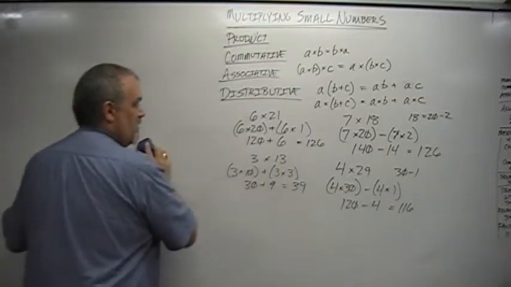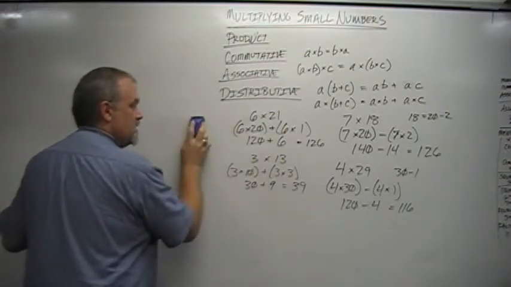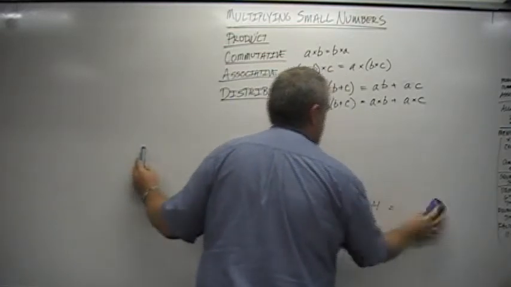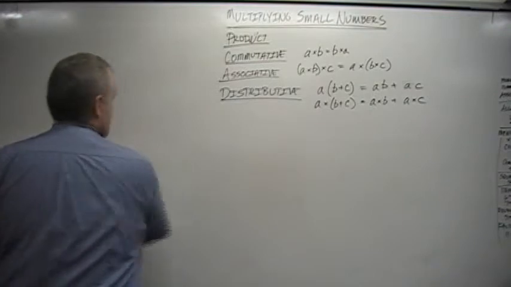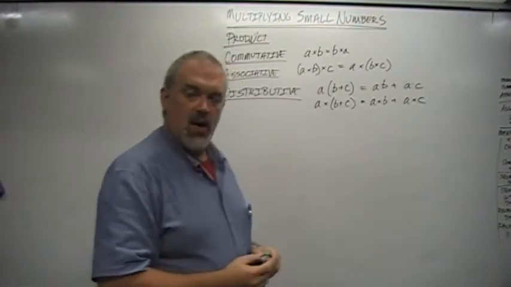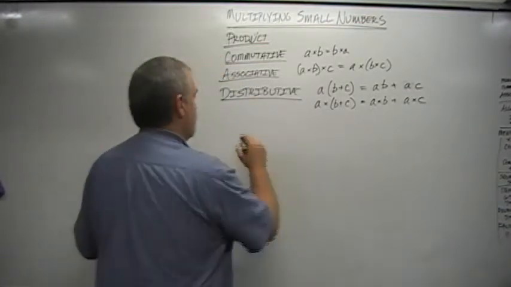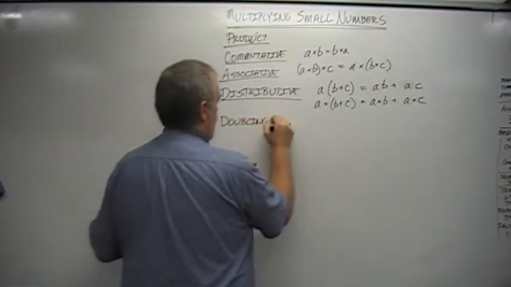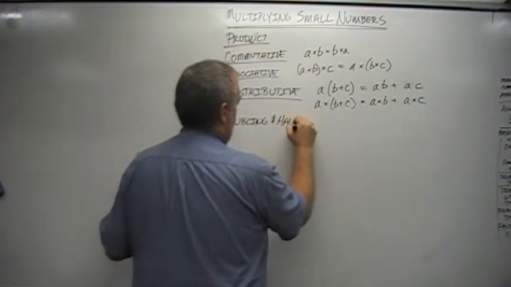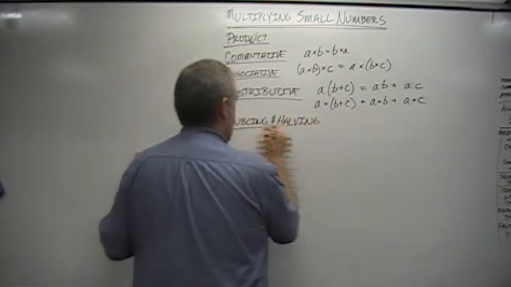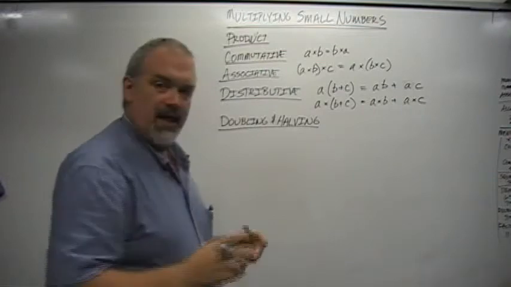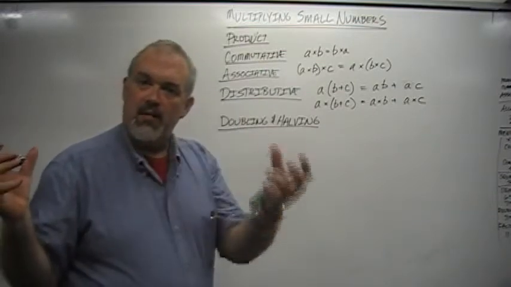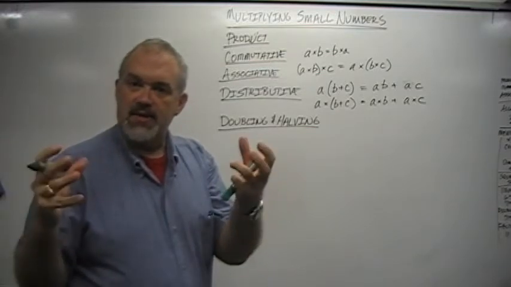Now, also, I'm going to erase this. You may want to pause. Two more mental strategies. One is called doubling and halving. So doubling and halving refers to changing some of the numbers, doubling one and halving the other to get numbers that will work more easily.